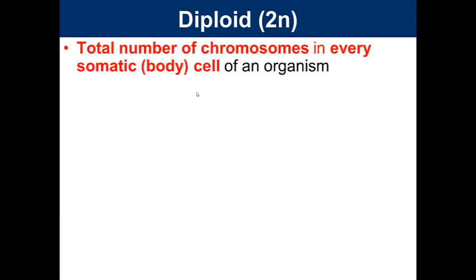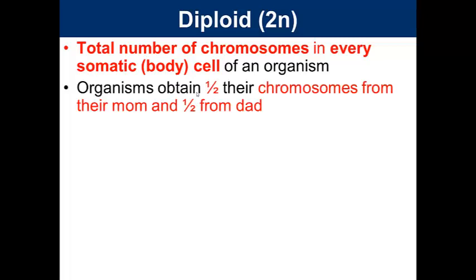The total number of chromosomes in every somatic cell, or every body cell of an organism, is diploid, or it contains 2N chromosomes. Organisms obtain half of their chromosomes from their mother and half of the chromosomes from their father.